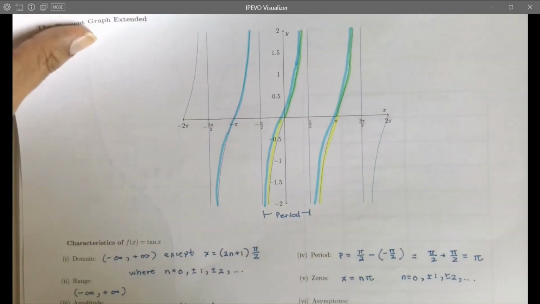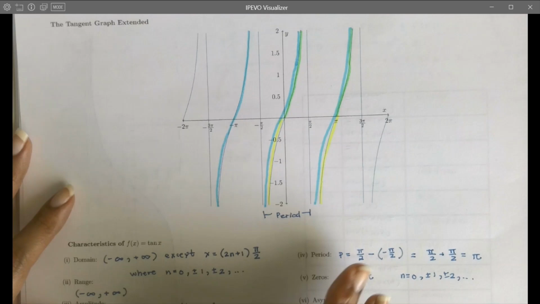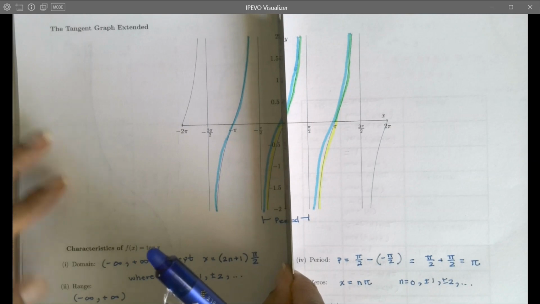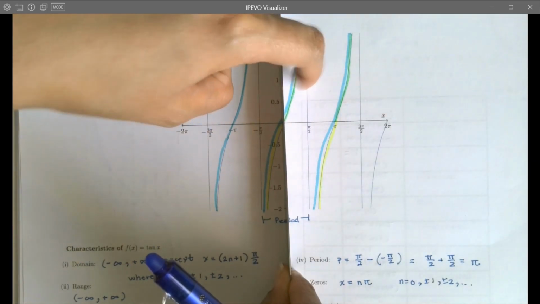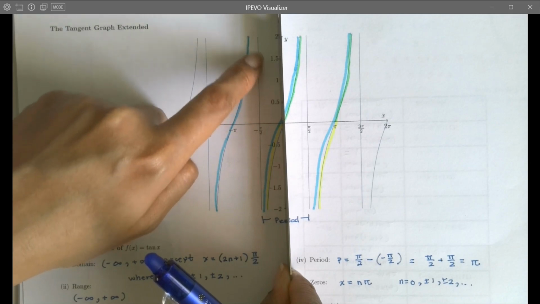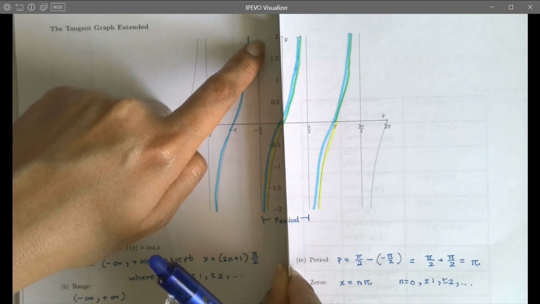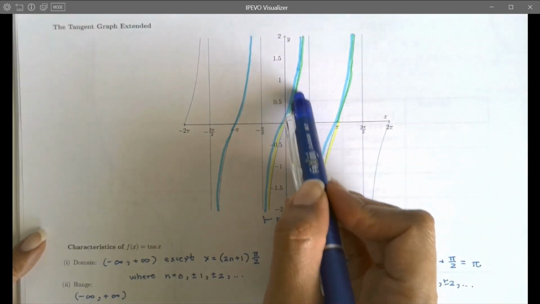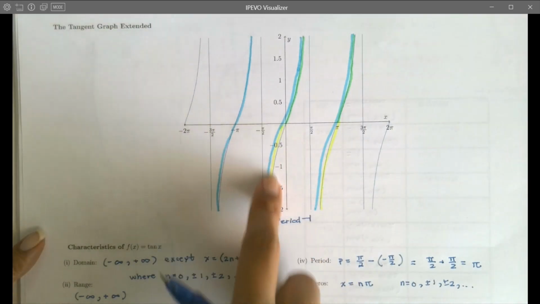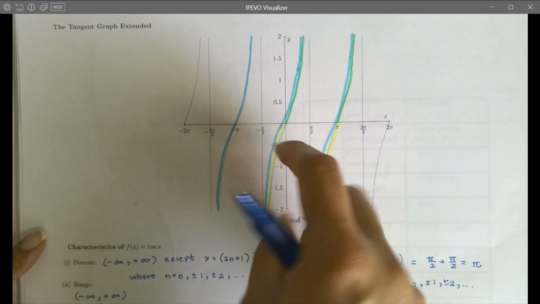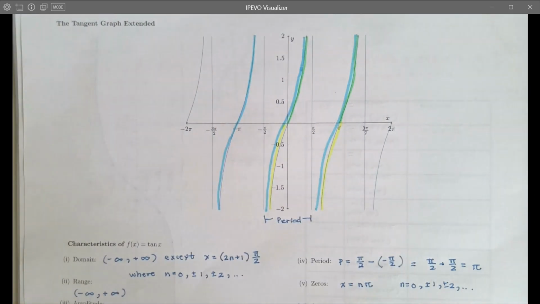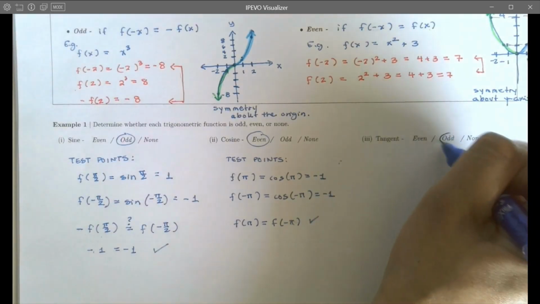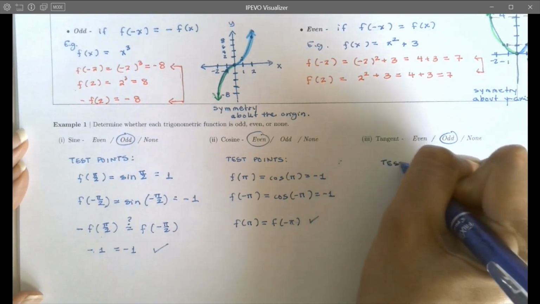Okay, here's the graph. And if we focus on reflection about the y-axis, we use the y-axis as a mirror. This part on the right-hand side does not reflect over on the left-hand side, otherwise it would look like a parabola. But if I take this top portion of the graph and reflect it about the origin, I would see that it would lie directly above this portion of the graph. So we have the suspicion, or from the graph, we can pretty much see that it's going to be odd. But again, we can just test some points.